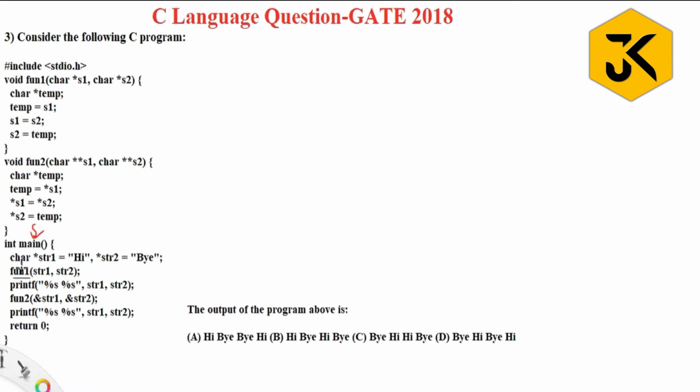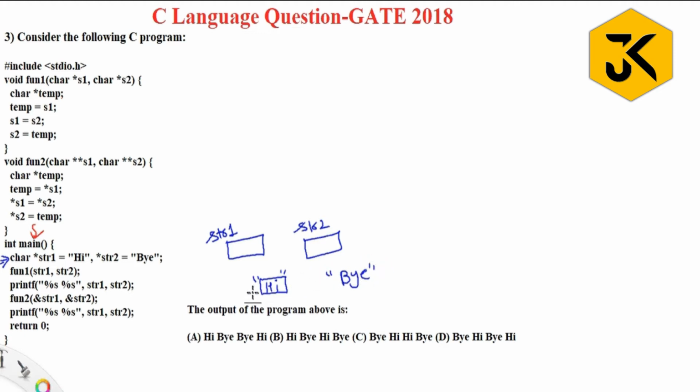Here they have defined char *str1 = "hi" and char *str2 = "bye". It means they have defined two character pointers, one is the str1 character pointer and another one is the str2 character pointer. These are going to store the address of a string. Let us assume that they have given two strings, one is hi, another is bye.